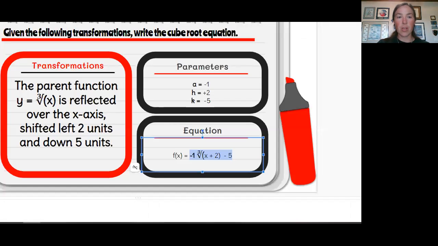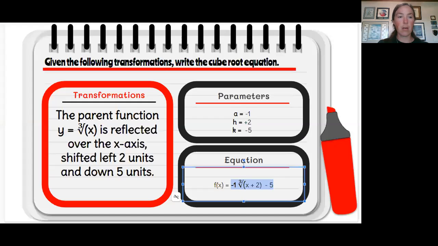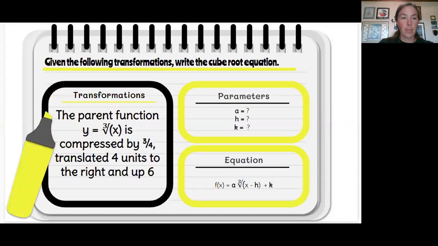All right. So let's go back to our slides over here. So it says one more, right? Given the following transformations, write the cube root equation. The parent function y equals the cube root of x is compressed by 3/4, translated 4 units to the right, and up 6. So again, we're going to start with our A value. And again, I just happen to be writing them in the right order, but they could tell you that it moves left and up or whatever first, and then that it's compressed. But it says compressed by 3/4, which means our A value is 3/4.